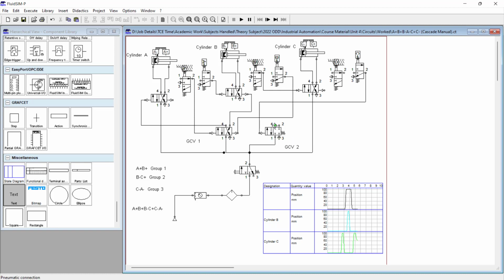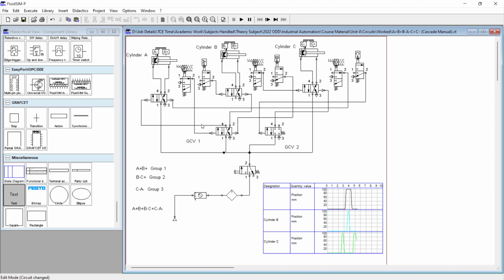Okay, so from port 4 in the group changing valve 2, I get the third power line. From the third power line, the first sequence in group 3 is C minus. So here the C minus needs to be connected. After C minus, what needs to happen? A minus needs to happen. So this will happen. After A minus, what needs to happen? It needs to change to group 1. So the sequence will happen as usual.